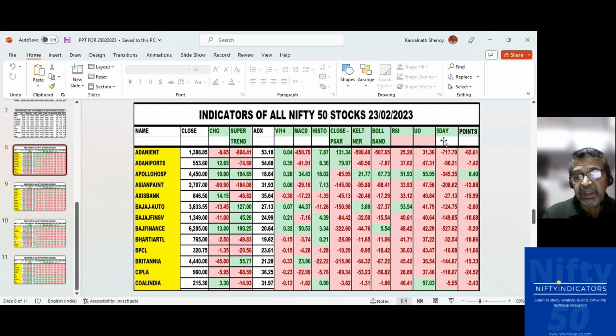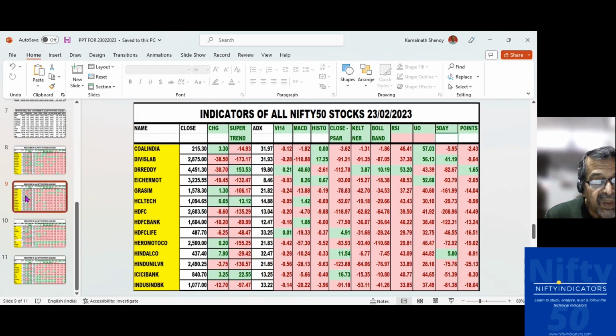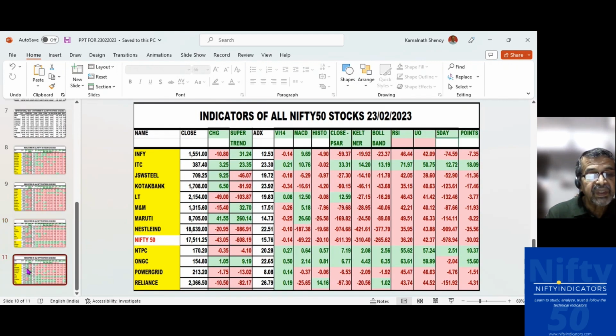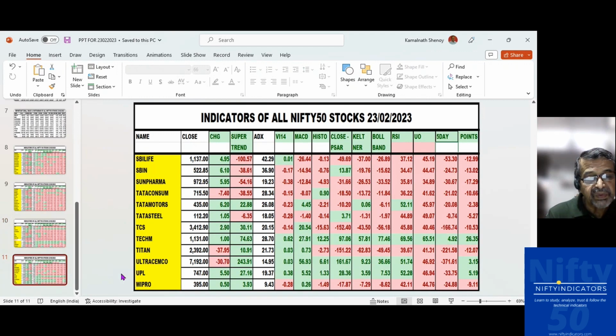And of course, I keep giving points, and these points, whenever they turn green, they are surely in buy mode, and whenever they turn red, they are a little iffy. So these are the indicators for Adani Enterprises to Coal India. The first page, the second page is Coal India to IndusInd Bank. Third page is Infosys to Reliance, and fourth page is SBI Life to Wipro.